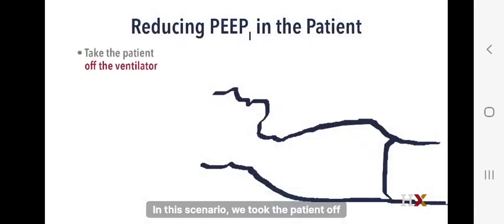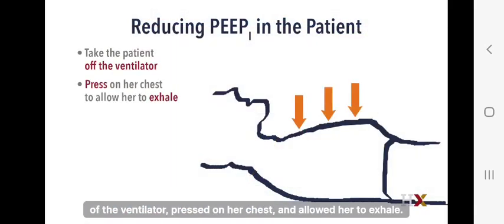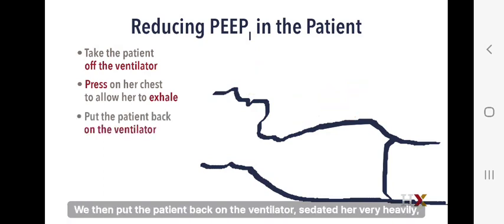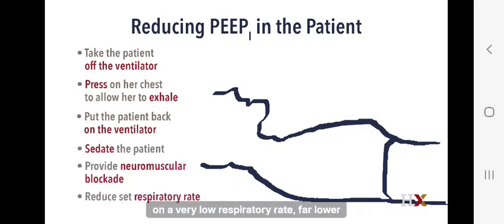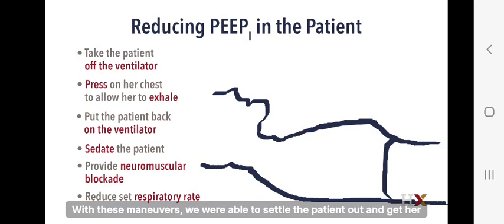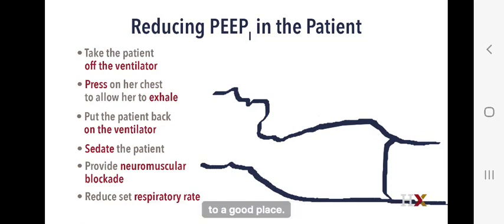In this scenario, we took the patient off of the ventilator, pressed on her chest, and allowed her to exhale. We then put the patient back on the ventilator, sedated her very heavily, provided neuromuscular blockade, and placed her on a very low respiratory rate, far lower than the 24 at which she had been set. With these maneuvers, we were able to settle the patient out and get her to a good place.